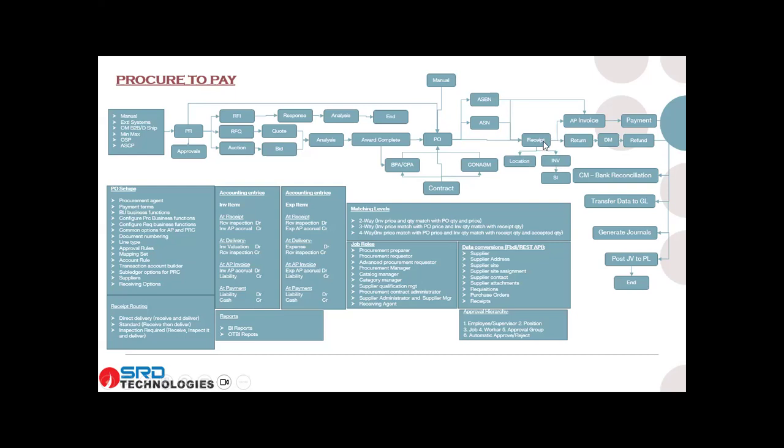Against this receipt, in payables we may create a payable invoice. Against that payable invoice, based on the due date, the payables team will create a payment to the supplier. Against payment, finally, whatever account entries are created in different places will be transferred to GL. Then journals will be generated, and journals will post to the primary ledger. So this is the cycle, its end.